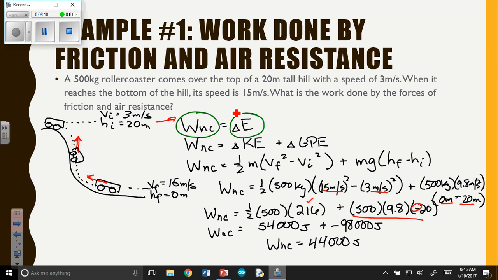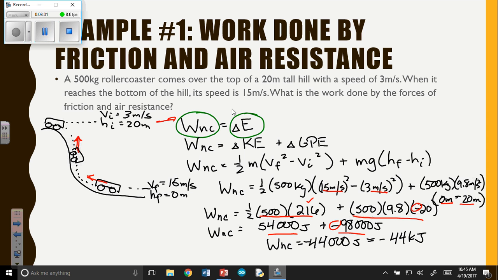So after I combine all of my terms here and simplify, I get these values. Notice that's a negative value. And then I get the work of my non-conservative forces to be a negative 44,000 joules, or if we wanted to write that as a negative 44 kilojoules, we could absolutely do that.